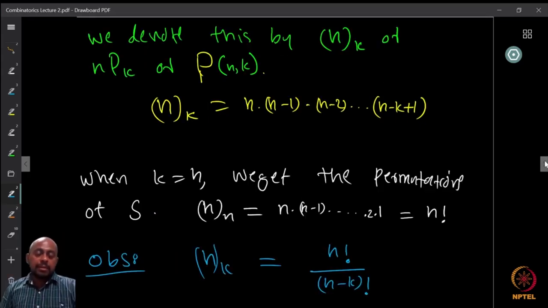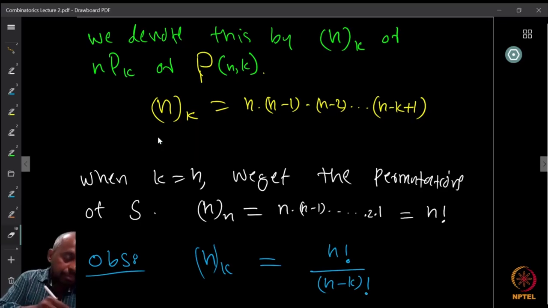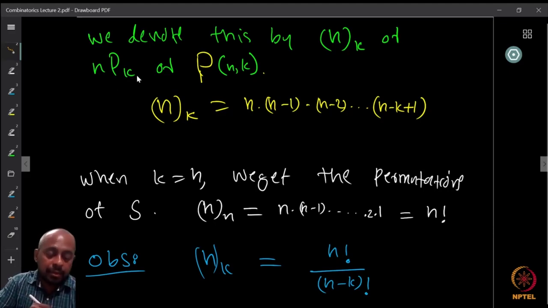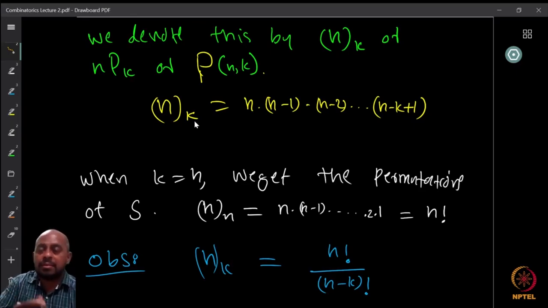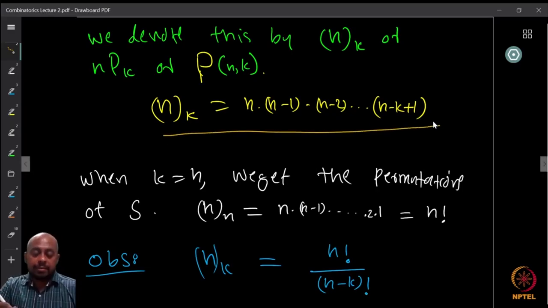So this particular thing has a special notation. It is denoted by n within brackets, and then k outside as a subscript. This is a notation that will come again, and it is also denoted sometimes as nPk or P(n, k). All these notations are used, but we will stick with one of them as far as we can. Many textbooks follow many different notations, and sometimes we might just use one of these. Anyway, it's better to be familiar with this. So this is the number of k-permutations of a set.